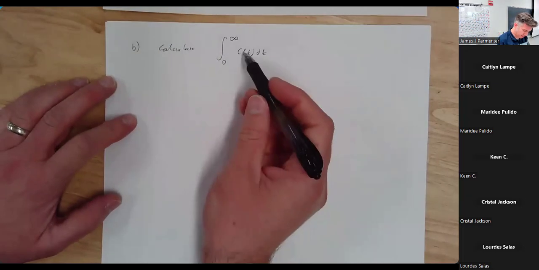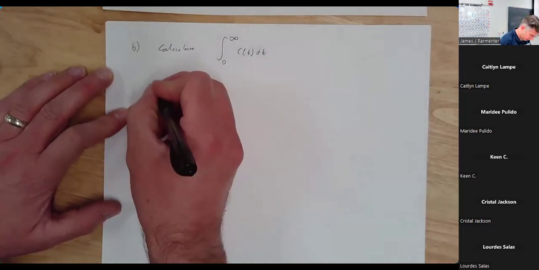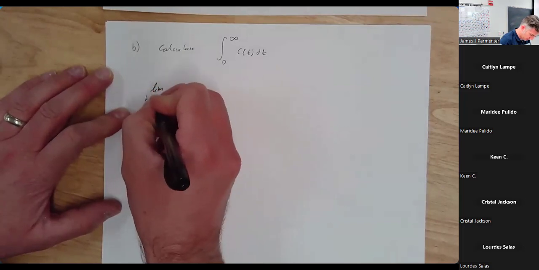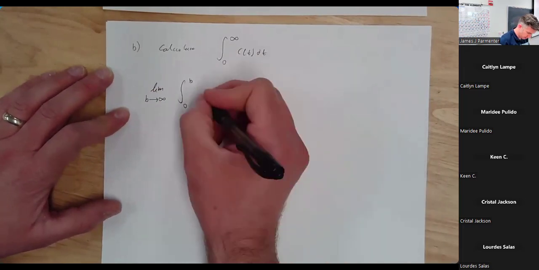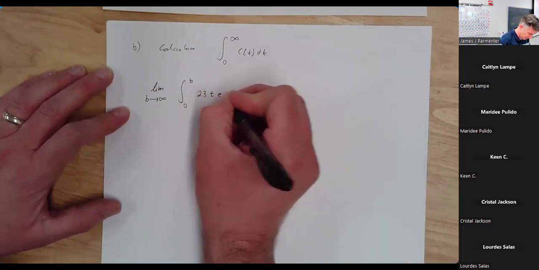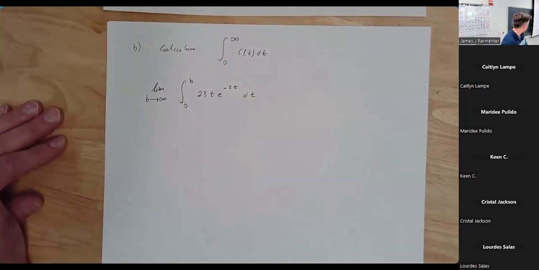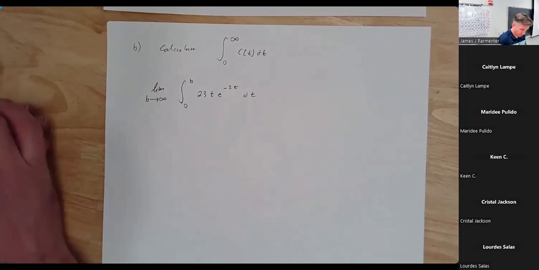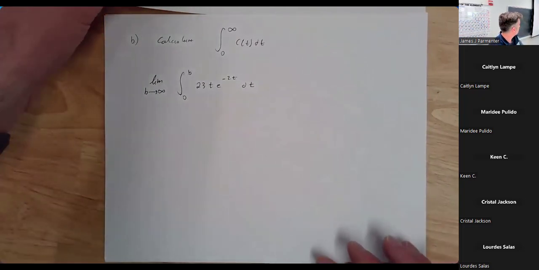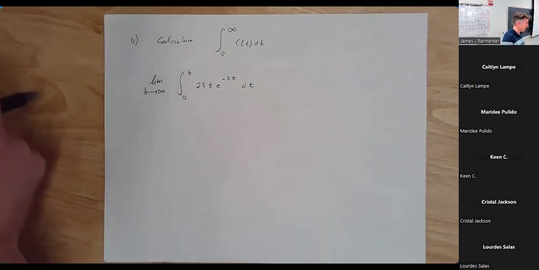So to calculate this, we're going to have to find the limit as b goes to infinity of the integral from 0 to b of our c of t function, which is 23t e to the negative 2t dt. You might notice this integral is going to require integration by parts. If you know me, you know I don't like doing integration by parts when I have a limit and limits of integration. So I'm going to do it off to the side.